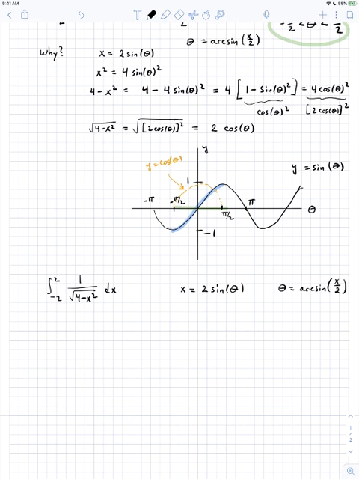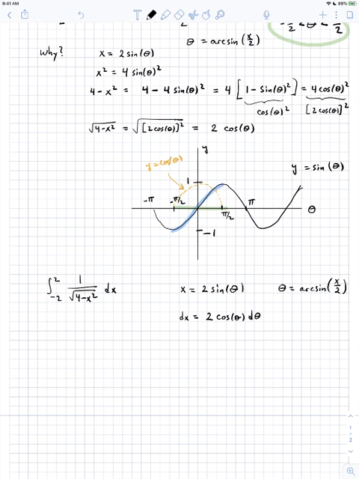So the idea here is that we want to evaluate this integral, and we want to replace that x with 2 times sine theta. But if you do that, you also have to replace the dx, which is just the derivative. So dx is 2 times the derivative of sine, which is cosine of theta, and then put a d theta there.